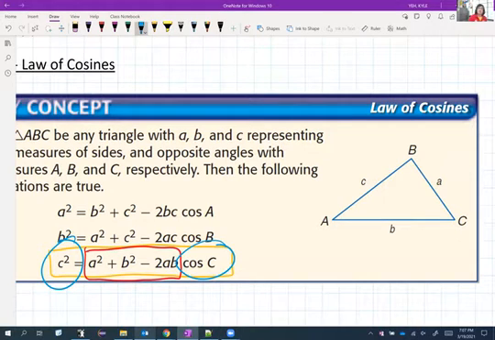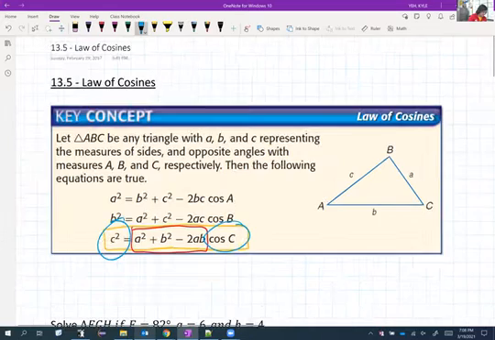So when can we use this? As you notice in this equation, there are 3 side lengths in play and 1 angle. We can use this anytime we have 3 of those 4 parts. Of the 3 side lengths and 1 angle, if we have 3 of those 4 parts, we can use this equation to solve for the missing part. So let's take a look.